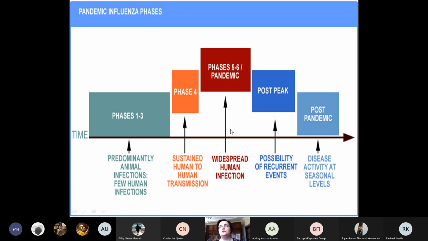We have now such a situation with H1N1 that was pandemic in 2009-2010. I hope maybe you remember, it was a pandemic of influenza, swine influenza, that was the name, but believe me, it's not swine, it's really a human H1N1 virus, A virus.